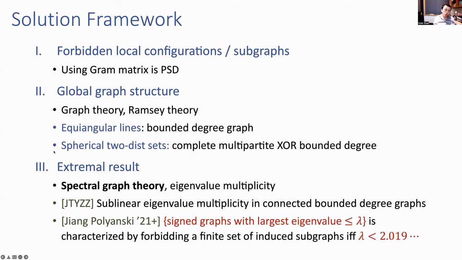spherical two-distance sets relies on this new work of Zilin Jiang and Sasha Polyanskii, and they solved this interesting problem in spectral theory of signed graphs, showing that if you look at a family of signed graphs whose largest eigenvalue is at most lambda, and ask, can you describe this family by forbidding a finite collection of induced subgraphs? They show that the answer is yes if and only if lambda is less than this critical number, 2.019. So that is the problem that they solve, and this translates into a corollary for spherical two-distance sets using our framework.